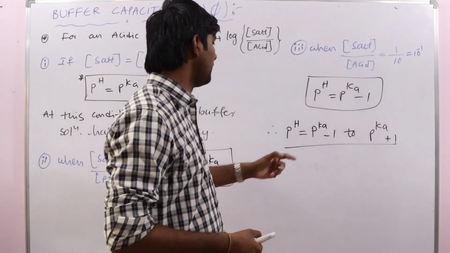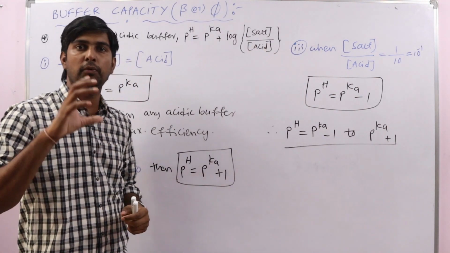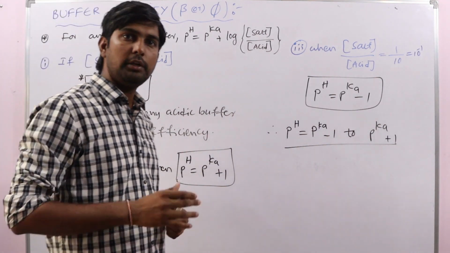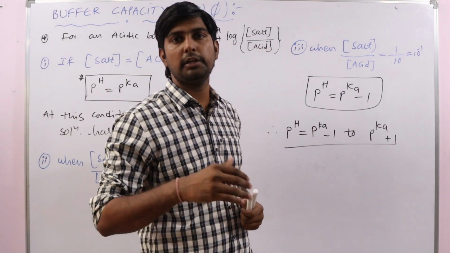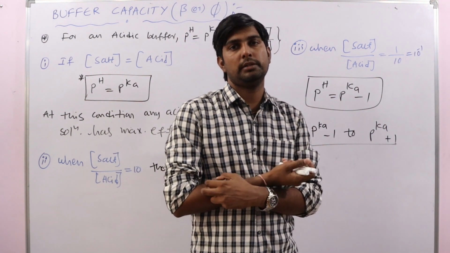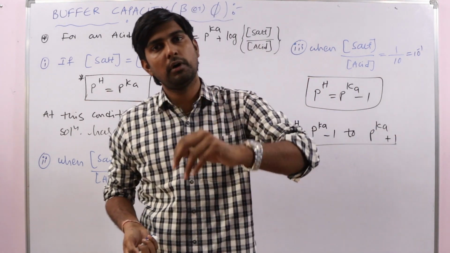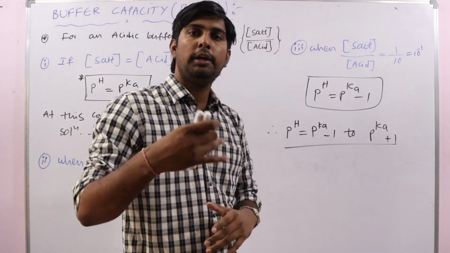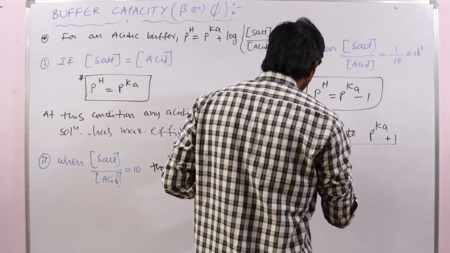This is called the buffer range. In this range only any buffer solution works effectively, meaning only in this situation will it resist the change in its pH when you add acid or base. Outside this range, if you add even a small quantity of acid or base, its pH will change to a considerable value.